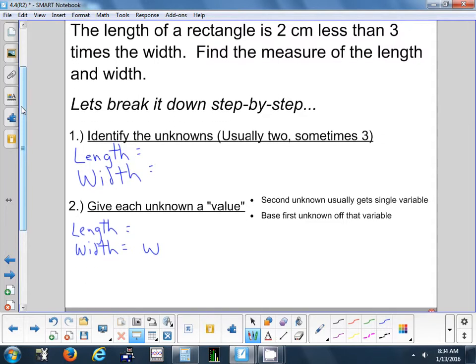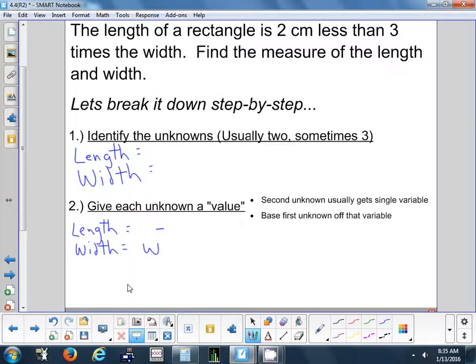All right? So the length of a rectangle is 2 centimeters less than. That's the first thing I see there. 2 centimeters less than. What do I do when I have a less than? Who can tell me? Subtract. So I know, like Zach just said, I'm going to use subtraction. I'm going to use minus. And I'm going to leave myself a little space.